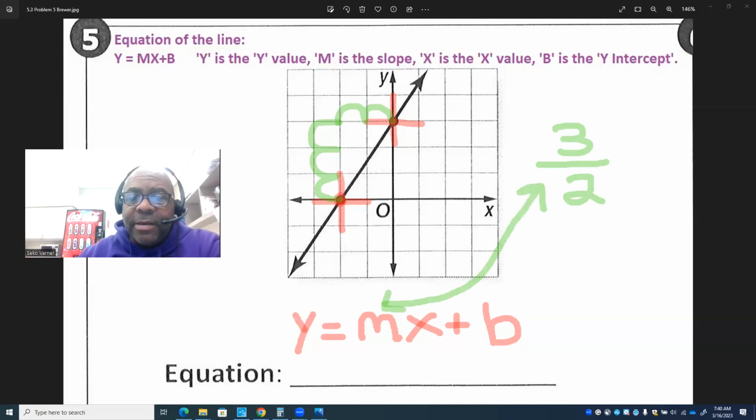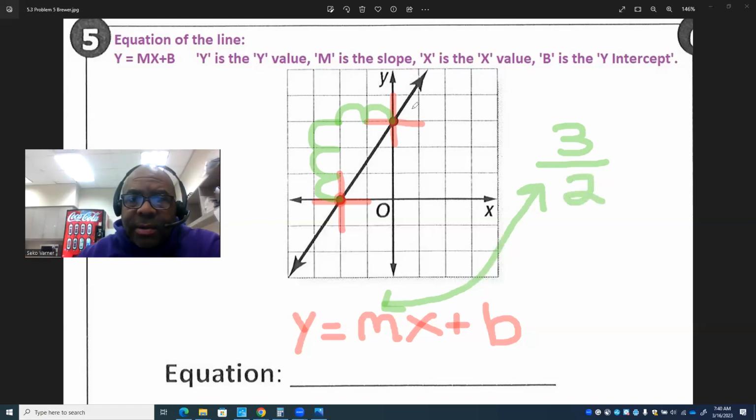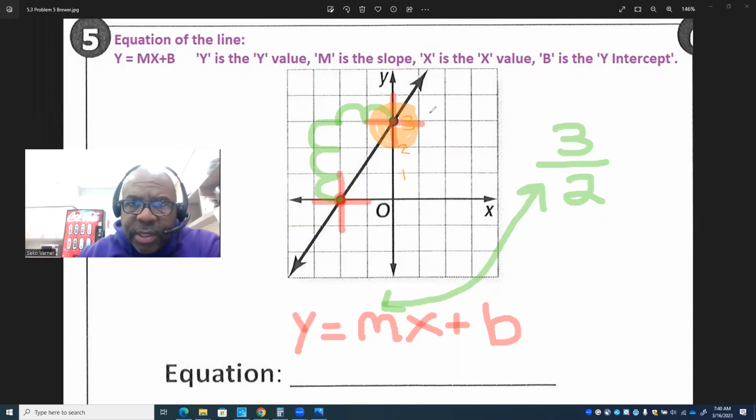So now we need to find out what the b is, the y-intercept. Well, I'm looking here, and this is where the y-intercept is, right here, right? So if I were looking at numbers, then I would say this is 0, this would be 1, this would be 2, this would be 3. So this point here is actually (0, 3), right? So for our purposes, we're going to say the b is 3.